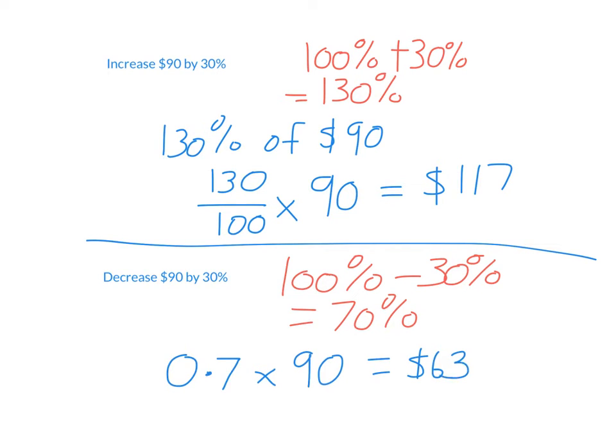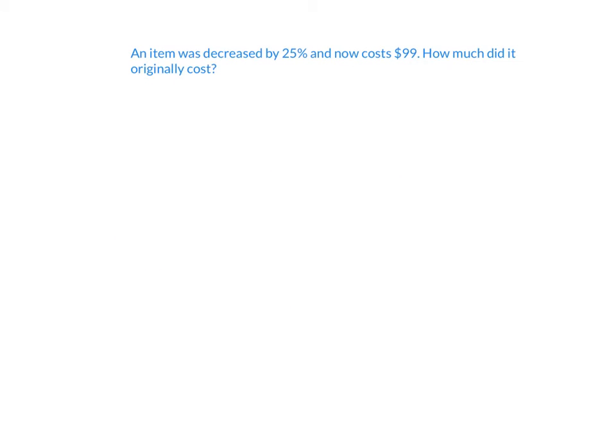How easy is that? Now I just want to show you a few quick examples where we're going in the opposite direction. So let's look at this question here. An item was decreased by 25%, now costs $99. How much did it originally cost? So I said that this was going in the opposite direction because we're not just finding 25% of 99. What we're saying is we started with a number, decreased it by 25%, and somehow got $99, and we want to find what number we started with. So that's why we're going in the opposite direction.